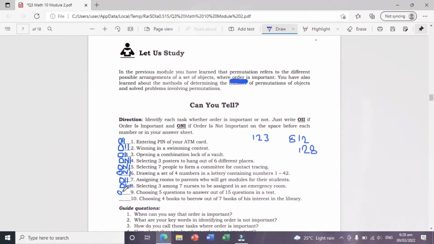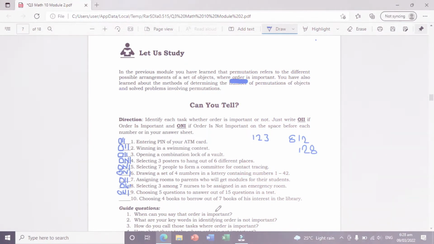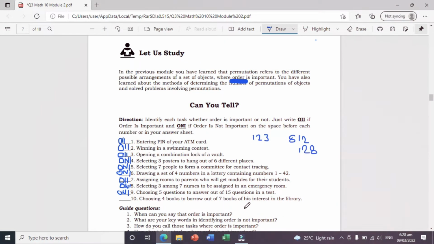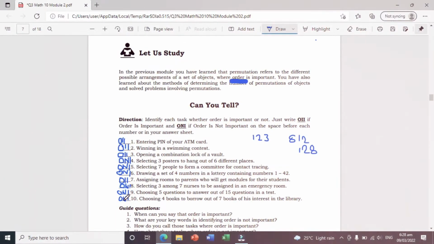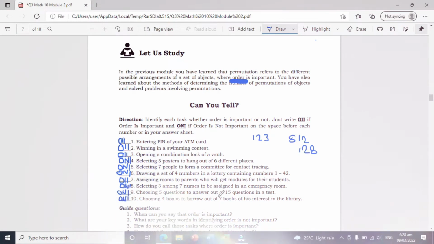So, ONI. And lastly, number 10, choosing 4 books to borrow out of 7 books of his interest in the library. ONI pa rin, kasi it won't matter kung ano yung subject na gusto mong unahin kunin na book.